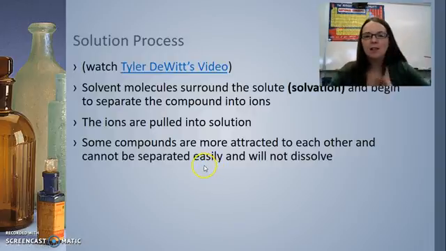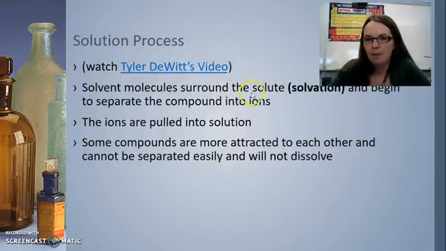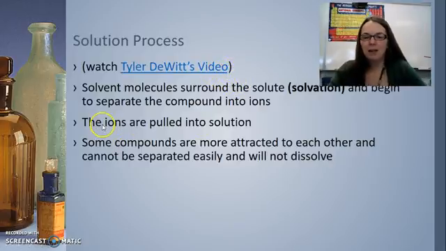About the solution process, what this is explaining is how dissolving happens. And the fancy word for that is solvation. Solvation just means the process of dissolving. What happens in solvation is you have the solvent molecules surround the solute, and they begin to drag them out into solution. I'll show you an animation of this, Tyler DeWitt's video, either one way or the other. And basically, you just end up with the ions being pulled into the solution.